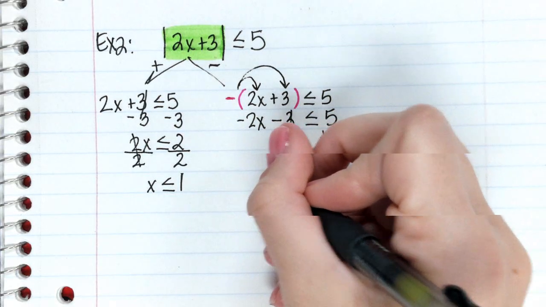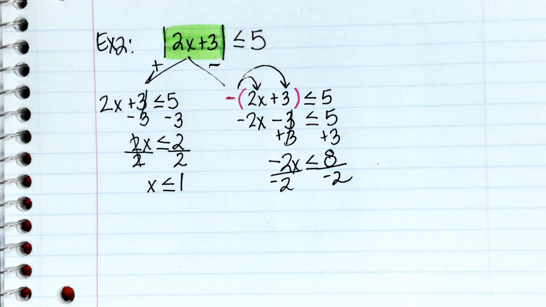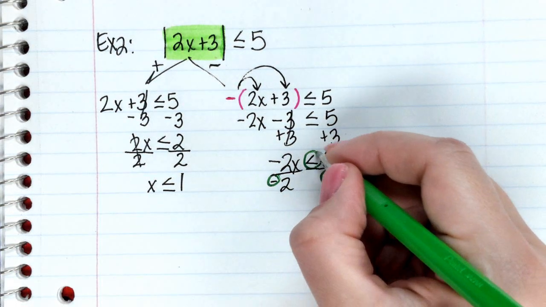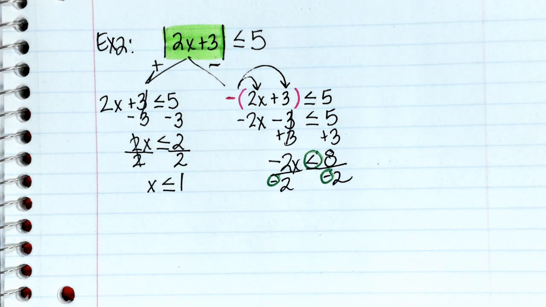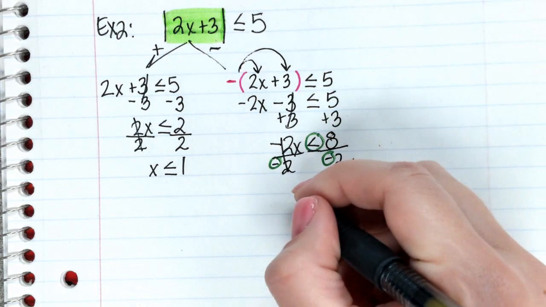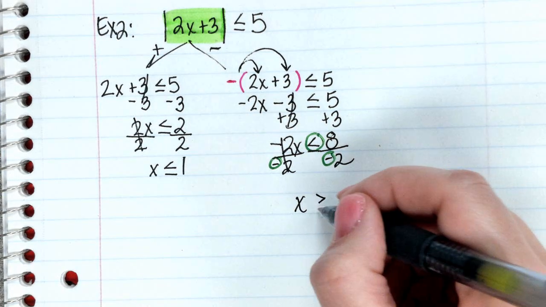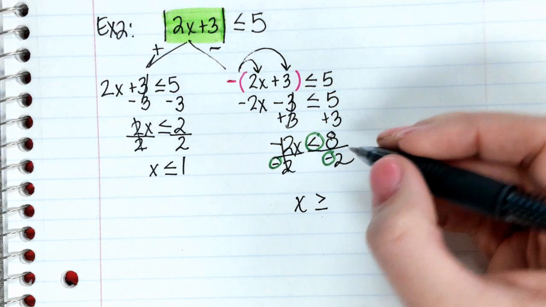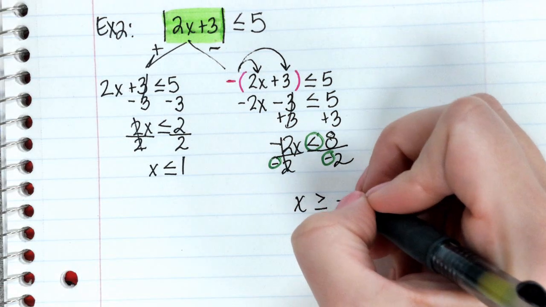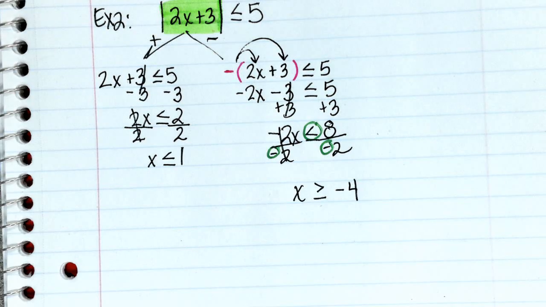Now we divide by negative 2. Oh, I'm dividing by a negative. Don't forget, there's always going to be a sign flip somewhere in these. Okay? So I'm dividing by a negative. So now it's x, and I'm going to change the direction of that inequality. It'll now be greater than or equal to 8 divided by negative 2, which is negative 4. Okay?